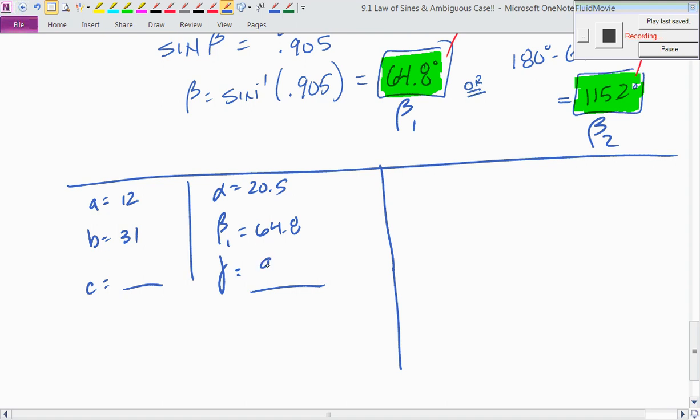94.7, you are correct. 94.7. So really all we got to do is get this piece, the C. Now on the other side, A is going to be 12, B is going to be 31, C will be, I don't know. Alpha stays the same as 20.5.